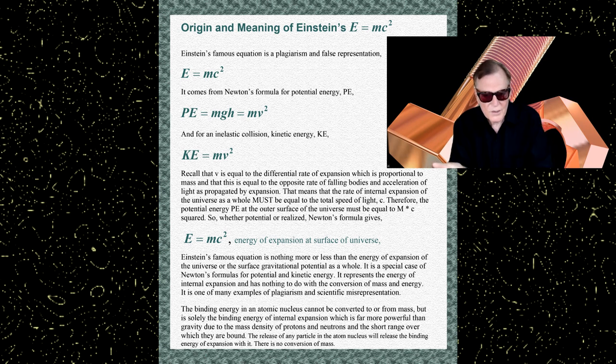So this fractional change in light velocity at the surface of the Earth could only be the entire range of light velocity, because light is propagated by expansion. So that's what E equals MC squared really means. It could tell you the rate of falling bodies on the surface of the universe, if you happen to get out there far enough.